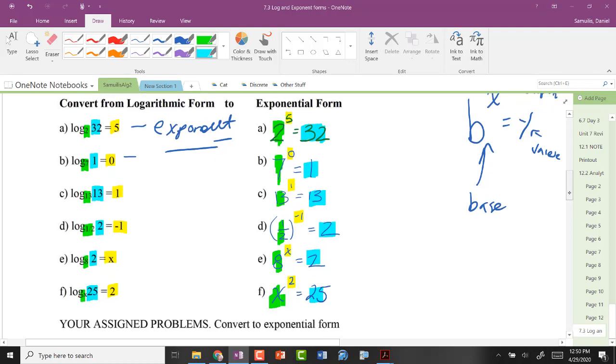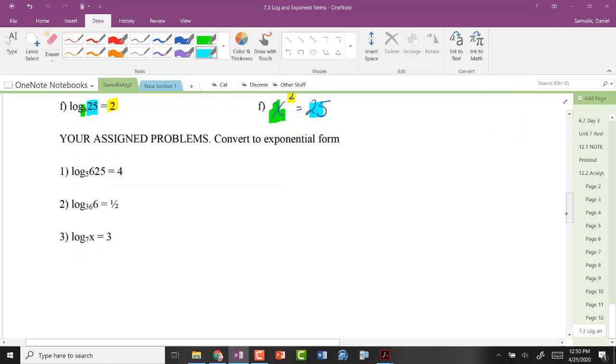Okay, so you guys are going to try 3 of them right now. You're going to do 3 in a row. Before we move on to converting to exponential form, you're converting these to the exponential form. So what is this as an exponent? And go.